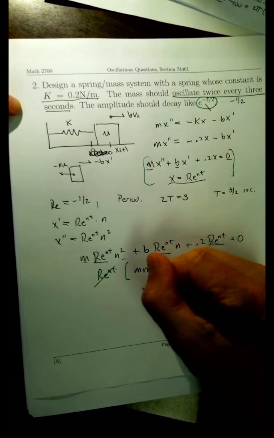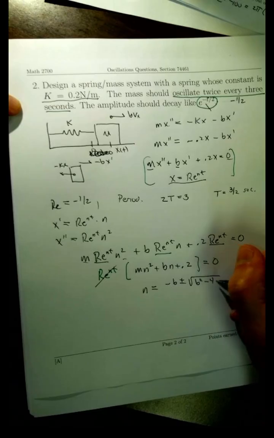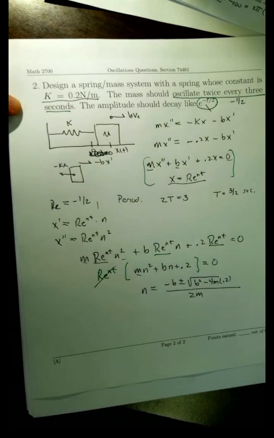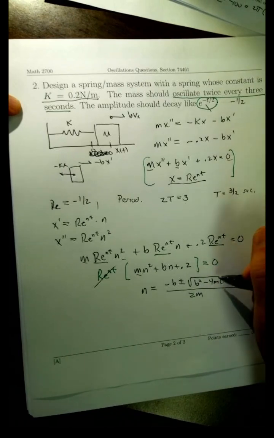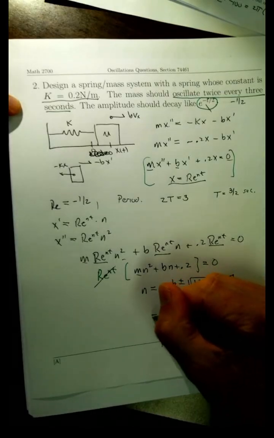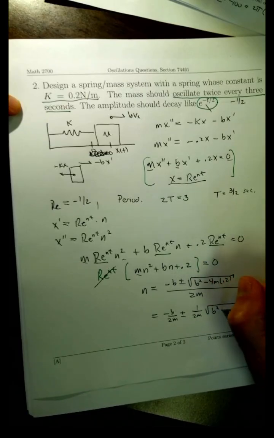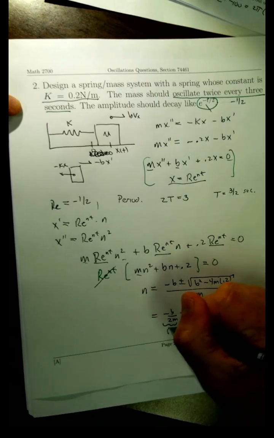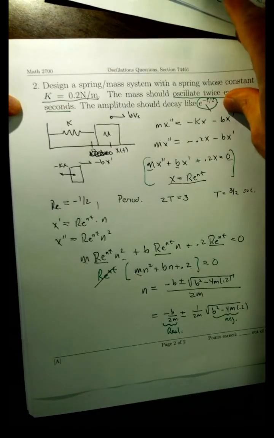Now, using the quadratic equation, I'm going to have minus b plus or minus the square root of b squared minus 4 times that, all over 2 times m. And again, I have oscillations, so I know that the thing in the square root has to be negative. If that's not the case, then there won't be oscillations. So let me break this up. Okay, so this is negative, so I'm going to factor a negative 1 out. That way I will know that this is going to be the real part, and this whole thing is going to be imaginary. So let me do that.